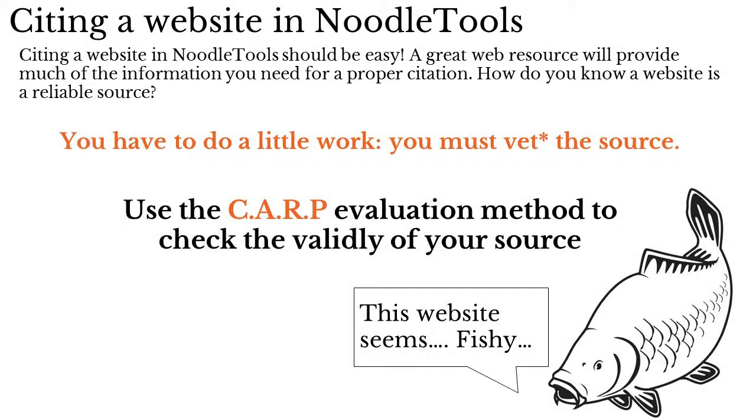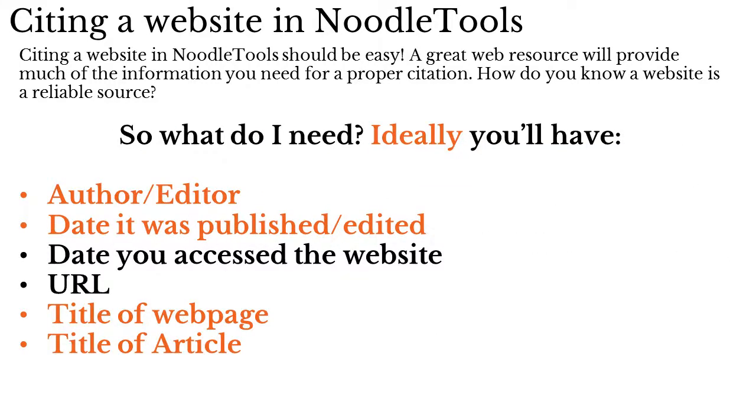After you have evaluated and vetted the website, you'll want to add it into your Noodletools project before taking any notes. In order to do that, you'll want to identify the following pieces of information. Ideally, to have a full and complete citation, you will need the name of the author or editor, the date the website or article was last published or updated, the date you accessed the website, the URL, the title of the web page, and the title of the article.